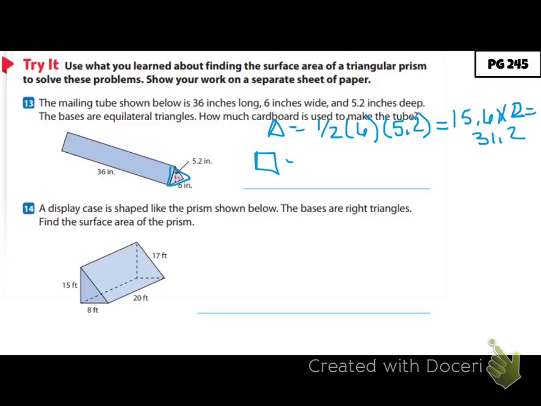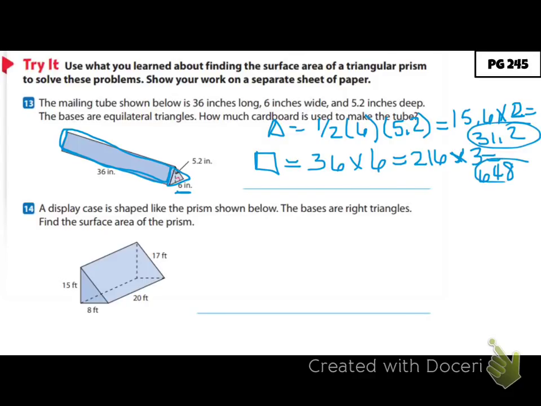Then we have our rectangular sides, which is just base times height. So in this case, it shows us that one side of the rectangle is 36, and then we're going to multiply it times 6. So 36 times 6 is 216. Now, if we pay attention though, each one of these rectangular sides are the same. Since they're the same, that means that there are 3 of them, and we multiply by 3. So 216 times 3 is 648.